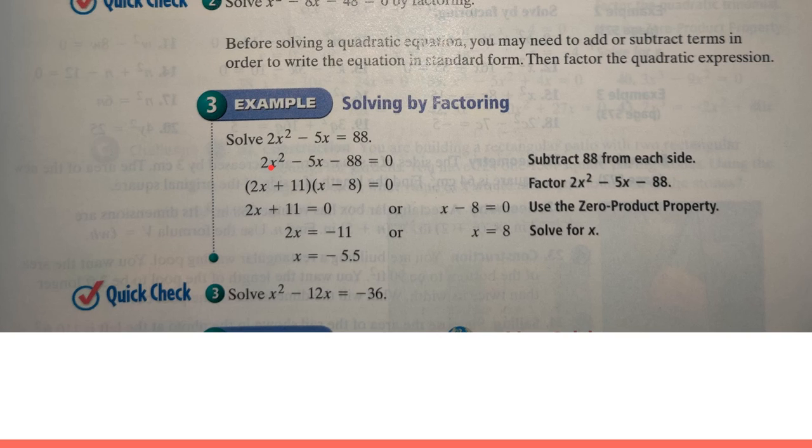Quadratic equation. And now we factor out 2x squared minus 5x minus 88. We find out that these are the two factors of that quadratic equation. Set each of those factors equal to 0. We have a two-step equation here. We find out that x could be negative 5.5 or x can be 8. Notice how here we have that step to make this in standard form where we have this polynomial equaling 0.